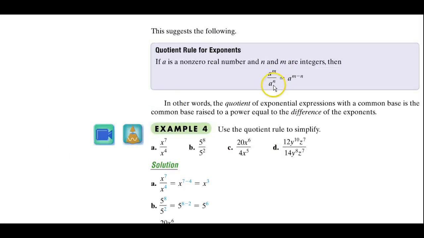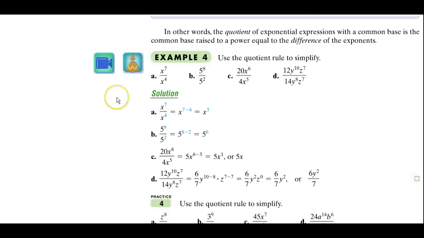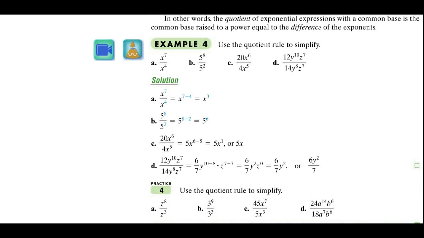So the rule is, when you take an exponent and cross the division bar, the sign of the exponent changes, and in this case you're just doing the subtraction. Okay, let's work on example 4. So we can do it mentally. 4 from 7, x to the 3rd. 2 from 8, 5 to the 6th. Now, when you have numbers, you have to do the numbers too.